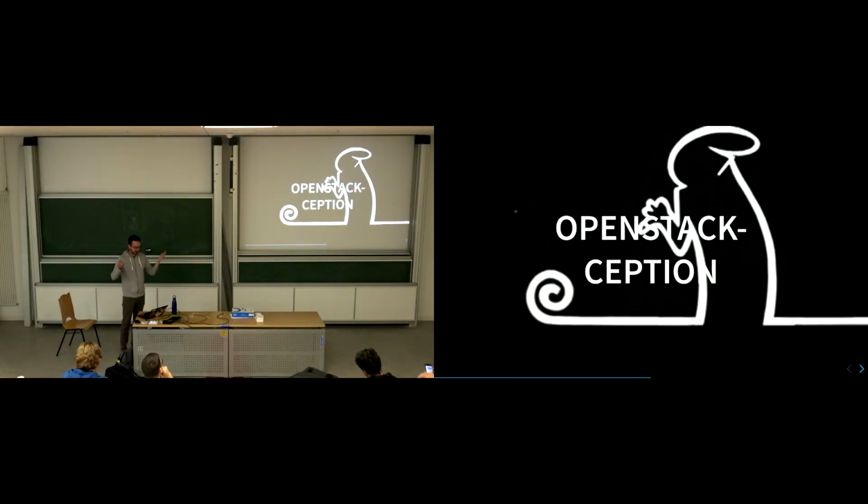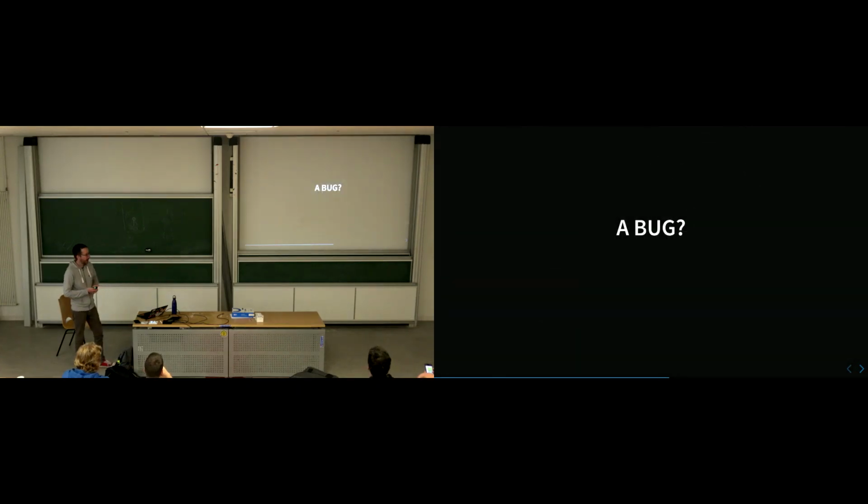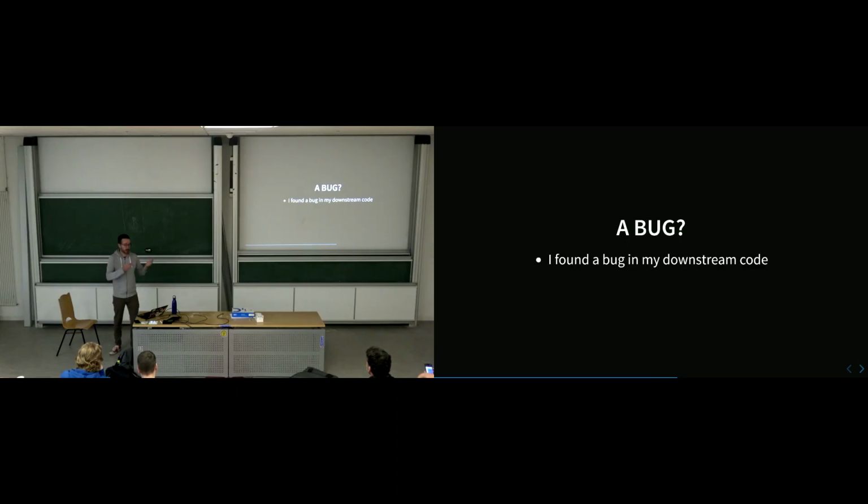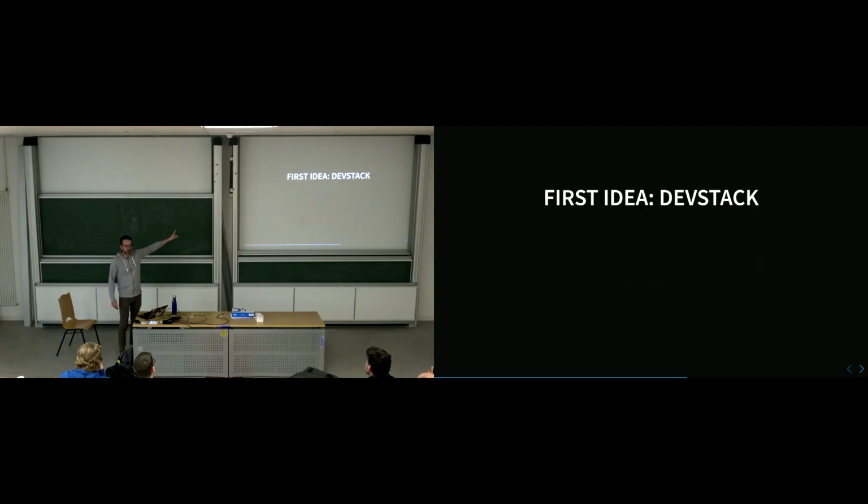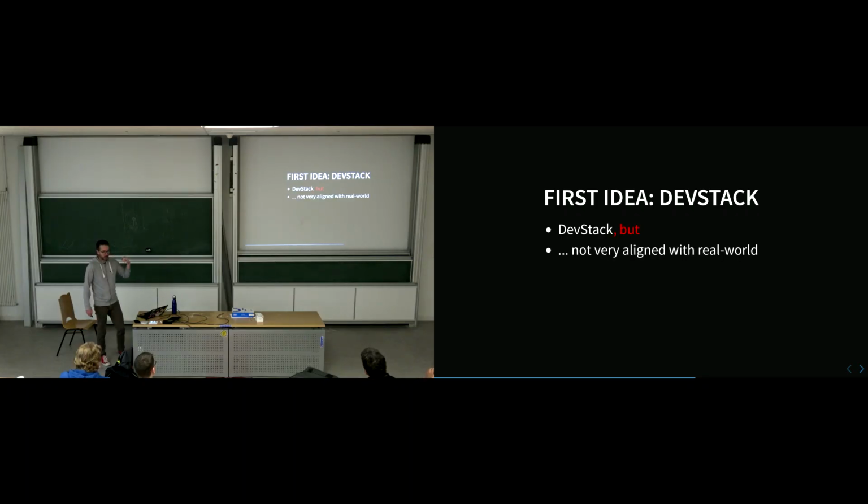Okay, let's talk about OpenStack-ception. What if you have a bug on your OpenStack, in your downstream code, which prevents you from doing something. You know it's a bug. You don't know if upstream is affected. What can you do? First idea, you can try to put up a DevStack, right? You already played with DevStack, right? So DevStack is a good idea. But it's not very aligned with the real world.